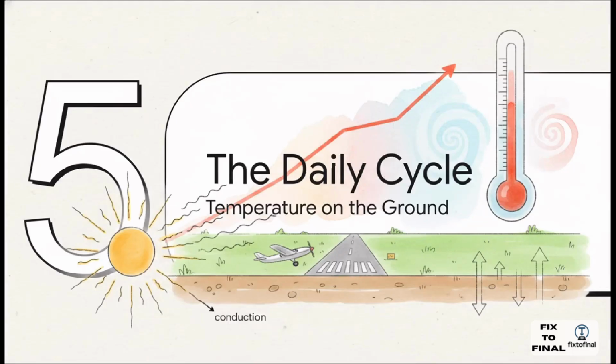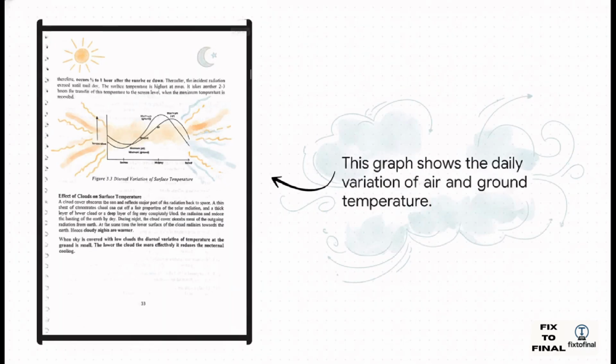All right, so let's put all these pieces together, radiation, conduction, albedo, and bring it right down to the surface to see how this all creates the daily temperature cycle that we as pilots have to plan for every single day. This graph right here is so important. Look closely. I want you to notice two key things. First off, see that line for the ground temperature? It goes way up and way down, much more than the air temperature just above it. The ground heats and cools really fast.